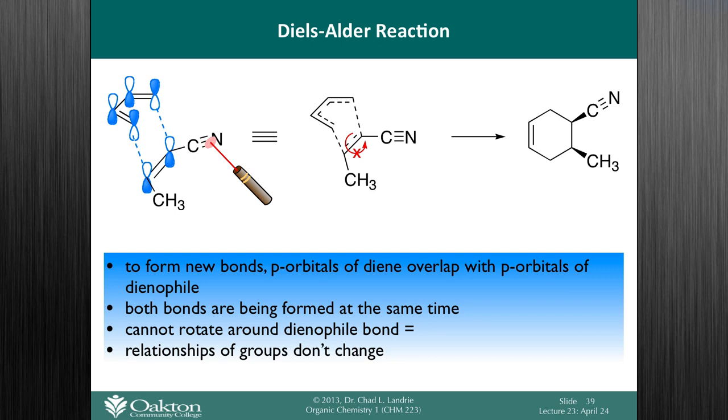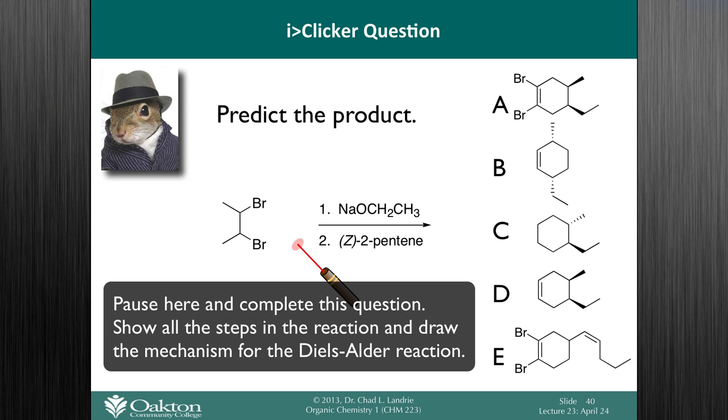All right, now you predict the product. First, though, you have to determine what's the product after treatment of this vicinal dihalide with sodium methoxide. Then, how does that react with my dienophile, Z-2-pentene? Be careful. Make sure you're considering the stereospecificity of this reaction.